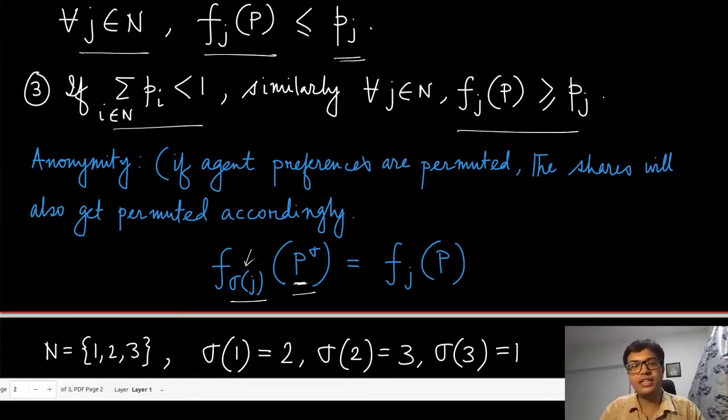If you look at the share of that permuted agent after their preferences are also transformed, this will be the same as in the original game before permutation, whatever that agent J was getting in the original preference profile. It's best to take a look at an example to understand this point.